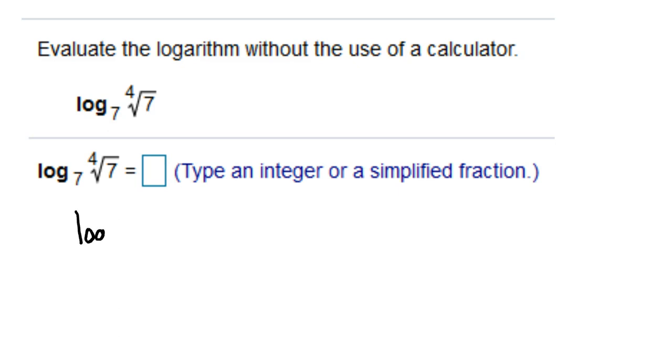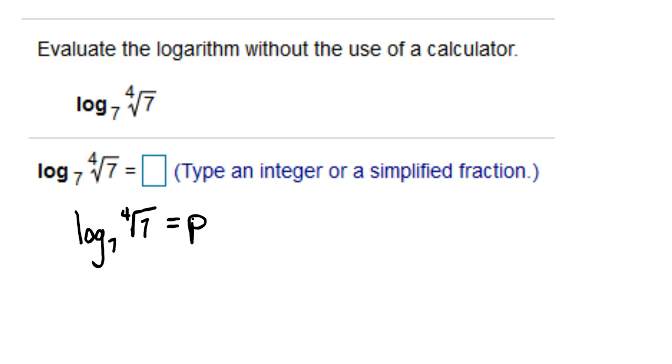So I'll rewrite my expression, log base 7 of the fourth root of 7. The strategy is to say, I'm not sure what this equals. Let me rewrite it as an exponential. I'm not sure what it equals, so let me call it p. I chose p for power because logs always equal the exponent, or the power.